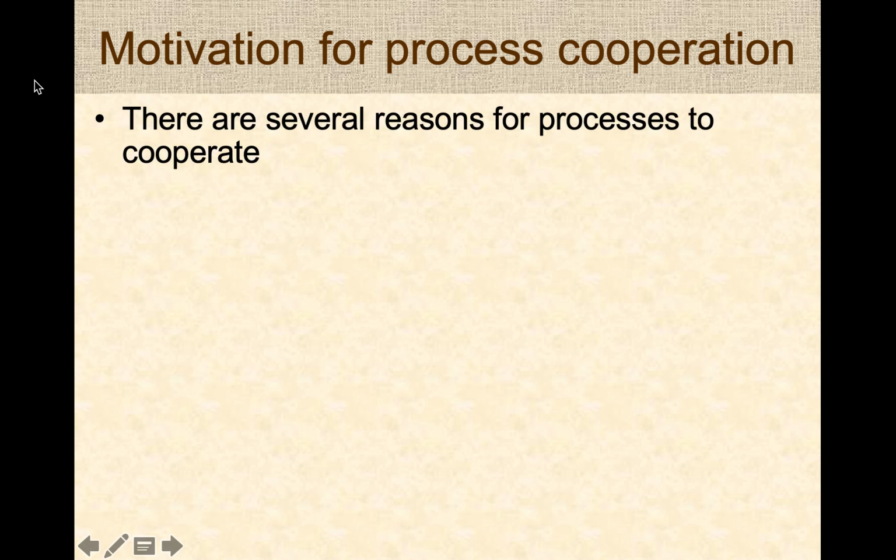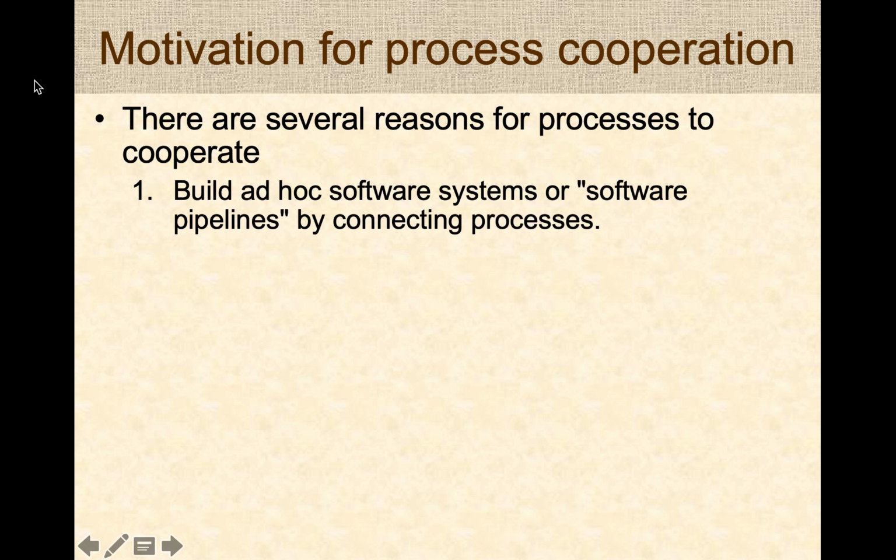There are several reasons why processes want to cooperate with each other. First, it enables building ad hoc software systems or software pipelines by interconnecting processes, so as the data flows through these processes, different types of operations or processing are done on the data, thereby doing a more complex data transformation.